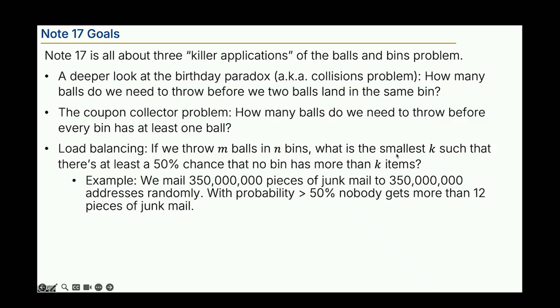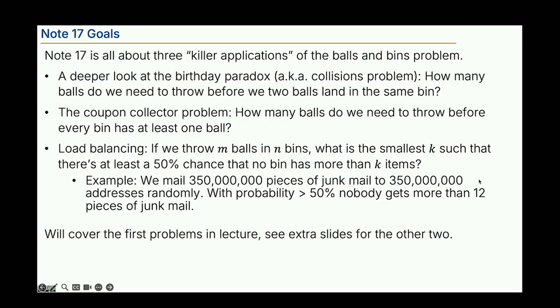And this one I kind of find hard to parse, but the basic idea is imagine I mail 350 million pieces of junk mail to everybody in the whole country, to 350 million different addresses, assuming everybody lives by themselves for some reason. Well, then I can say that with probability 50%, nobody gets more than 12 junk mail. So if I just spray the junk mail everywhere, it's no more than a 50% chance to get 12 pieces.